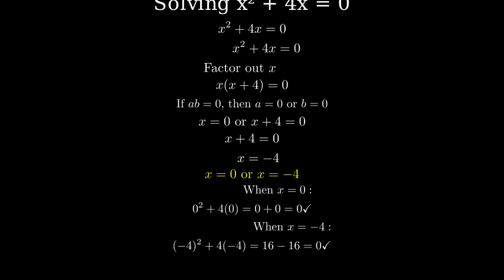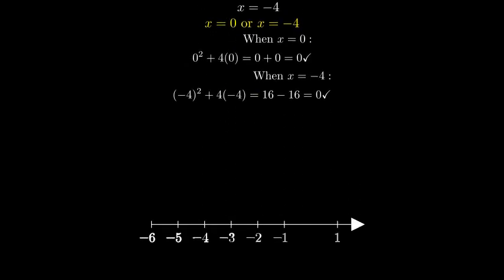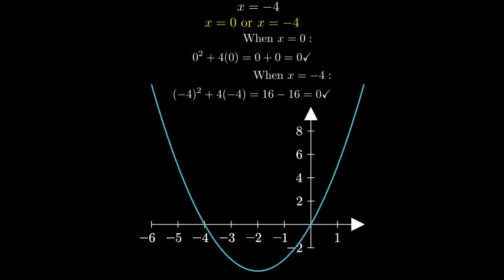Let's visualize these solutions on a graph. The parabola represents our quadratic equation, and the points where it crosses the x-axis are our solutions. As we can see, the parabola crosses the x-axis at x equals 0 and x equals negative 4.